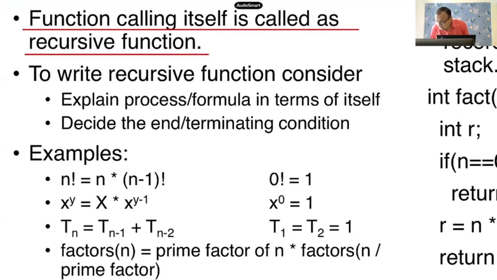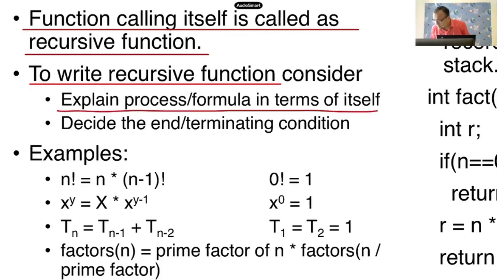So how do we write a recursive function? To write a recursive function, there are two things very important. Which two things are very important? One, explain the process or a formula in terms of itself. So whatever problem statement is given, you please try to analyze the problem statement and you see that क्या इस problem statement को हम लोग उसी के terms में explain कर पाते हैं, is one. And then you need to find out the terminating condition. A terminating condition many times is also referred to as a base condition.